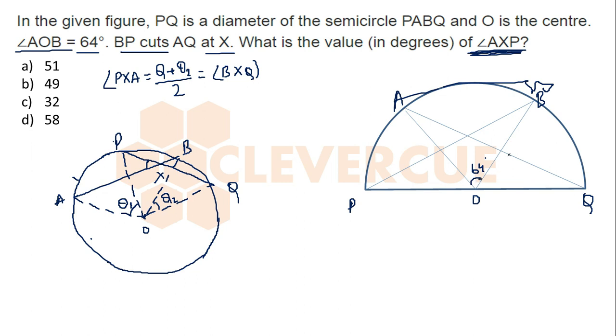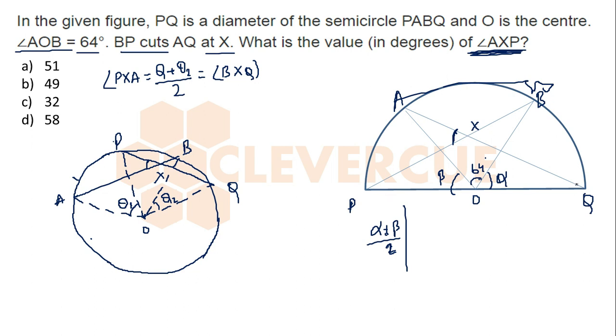See, now let this BOQ be angle alpha and this angle AOP be beta. Okay, and now we are asked this angle PXA or angle AXP. This angle is asked. So this angle will be equal to (alpha plus beta) by 2. Now you have to find the value of (alpha plus beta) by 2.